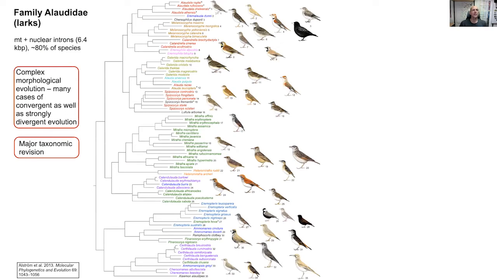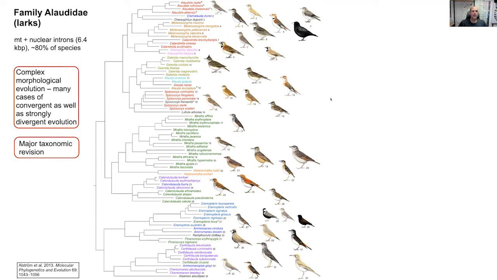If we look at the larks here, we did a phylogeny comprising approximately 80% of the species, and we found that the traditional classification, which was based on morphology, was completely off, completely wrong. All the different colors here represent different genera. So for example, Mirafra is here in this dark green. You see it in several different places. You've got Calandrella here and here and here and here and here.